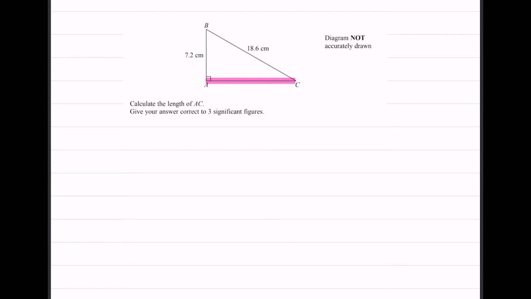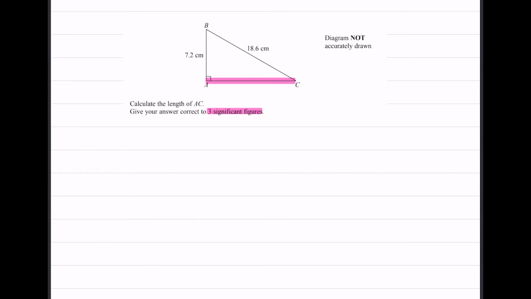And it says give your answer correct to 3 significant figures. So again, I'm going to round to 3 decimal places. Alright, now I can use the letters that they've given me. However, the theorem of Pythagoras states that the square on the hypotenuse is equal to the sum of the squares on the other 2 sides.